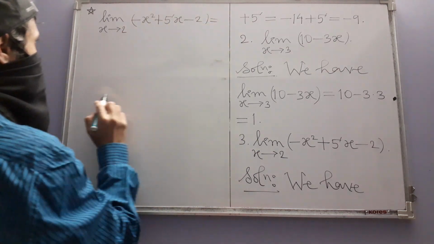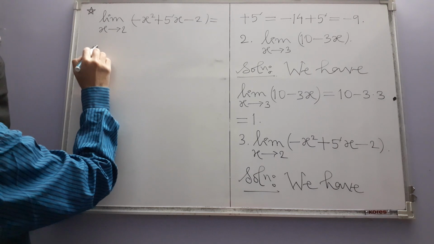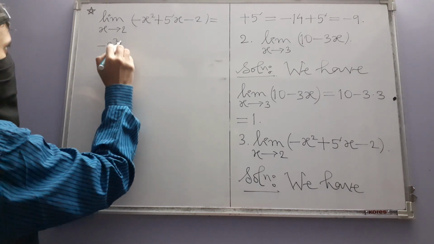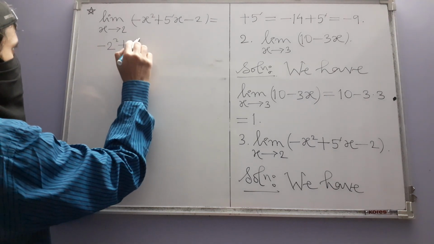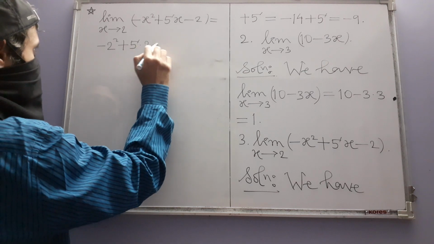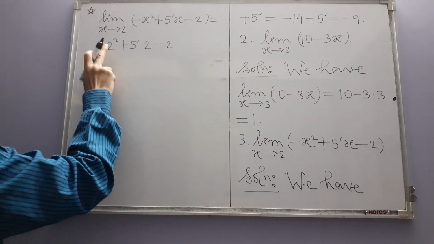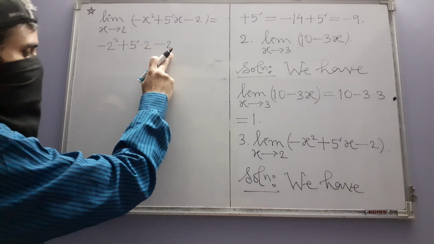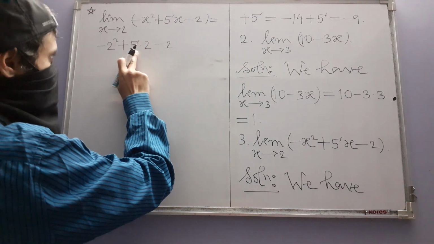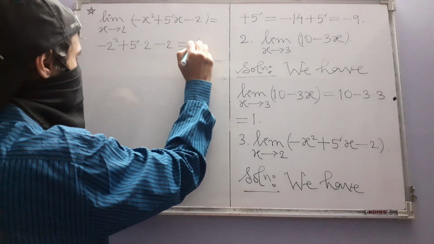Minus 2 is equal to minus 2 square plus 5 times 2 minus 2. This is minus 4. Minus 4 and minus 2 give us minus 6, and this is 10. So 10 minus 6 is 4.